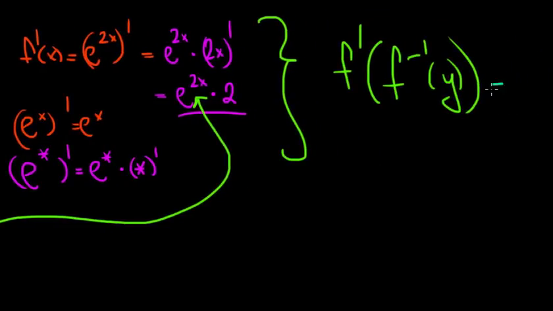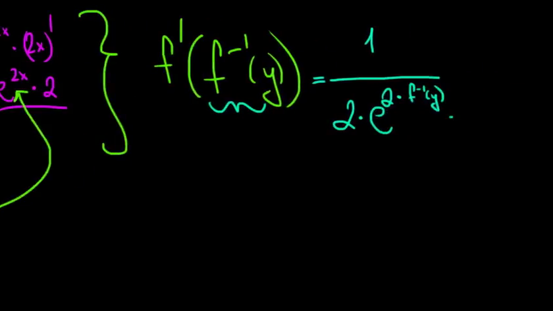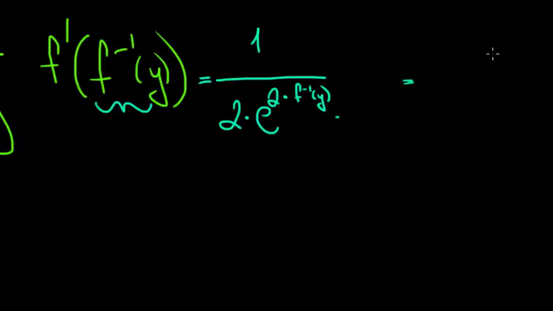That's equal to 1 divided by 2 times e, and instead of x we substitute the inverse, because that's our input into the function. So 2 times the inverse. That's it, because that's the derivative. 1 divided by 2 times e to the power of 2 times the inverse. Okay, so we go on. Instead of f of minus 1 of y, we substitute our inverse that we calculated, so that's 1 divided by 2 times e to the power of 2 times the inverse, which is 1 over 2 ln y.